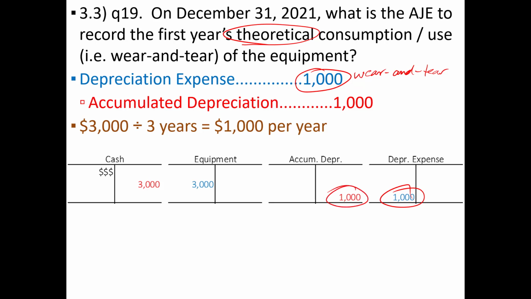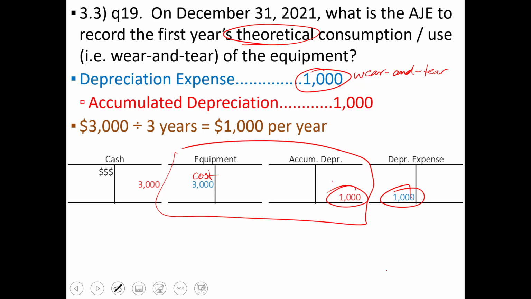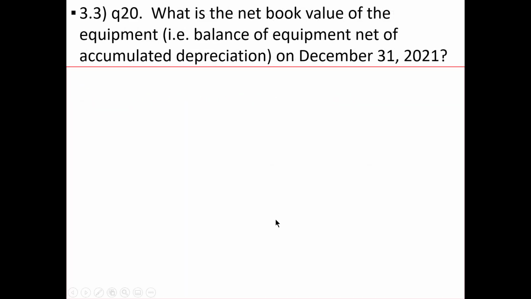That's why we're putting it into the contra account. These guys are paired together. They almost act like one unit, okay? But we keep the cost separate from any type of depreciation, or wear and tear, that has actually gone on in that asset. The expense still shows up. We're just putting it into the accumulated depreciation account.